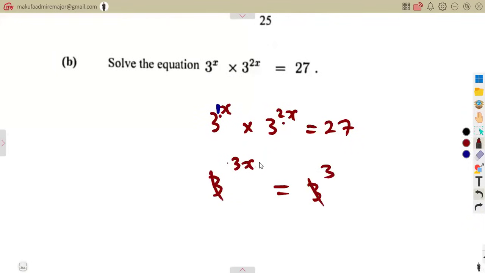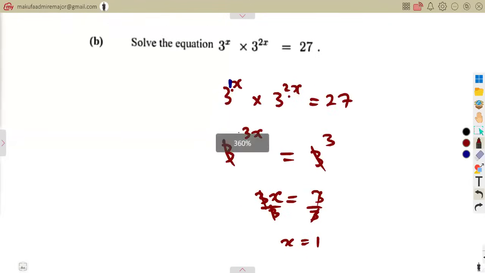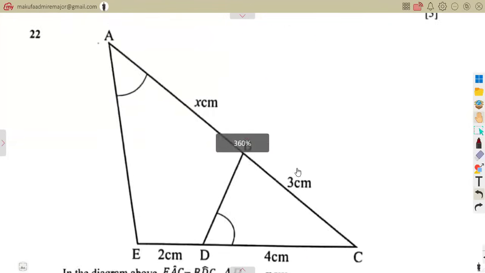Remember that if the bases are the same, the powers will be equal. So 3x is equal to 3. Just divide by 3. So x was going to be 1. So this is the value of x, which satisfies our equation.